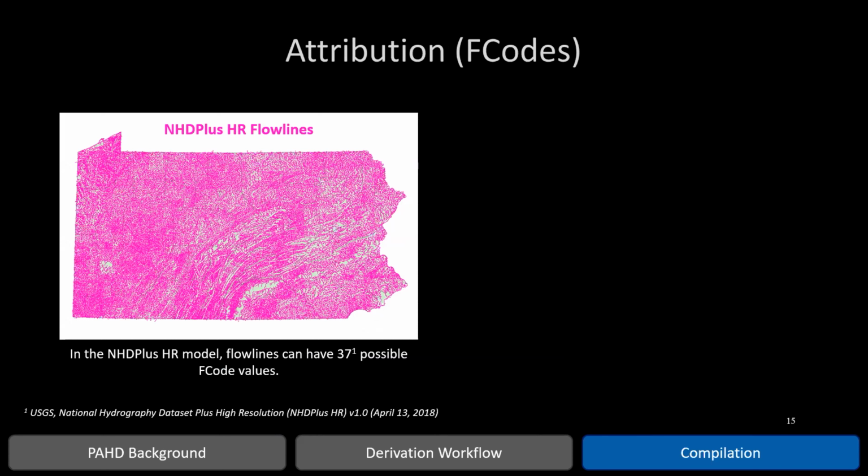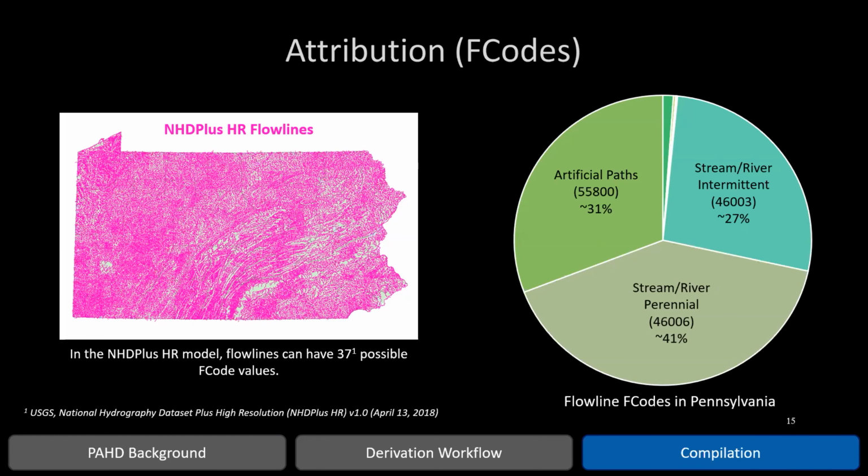So I wanted to better understand how F codes worked in Pennsylvania. I made a pie chart showing the use of each of these F codes in Pennsylvania. And you can see there are some pretty strong trends. There are a lot of features that have been assigned an artificial path, an intermittent stream or river, or a perennial stream and river F code. Because these are the most commonly used F codes in Pennsylvania, I wanted to understand a little bit better how they were distributed across the state.